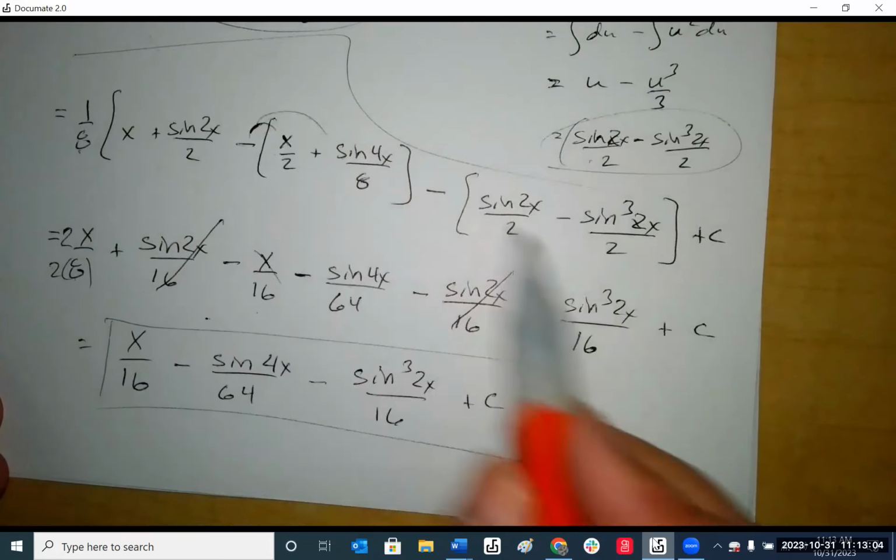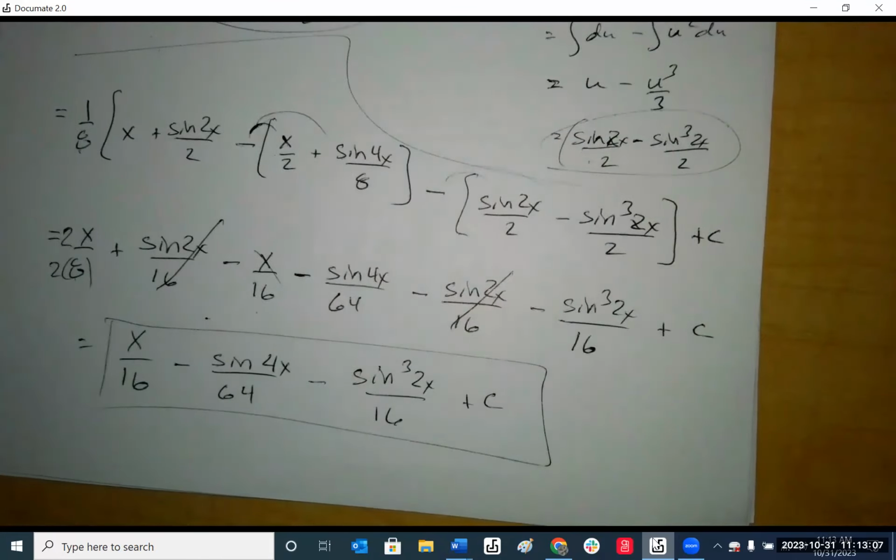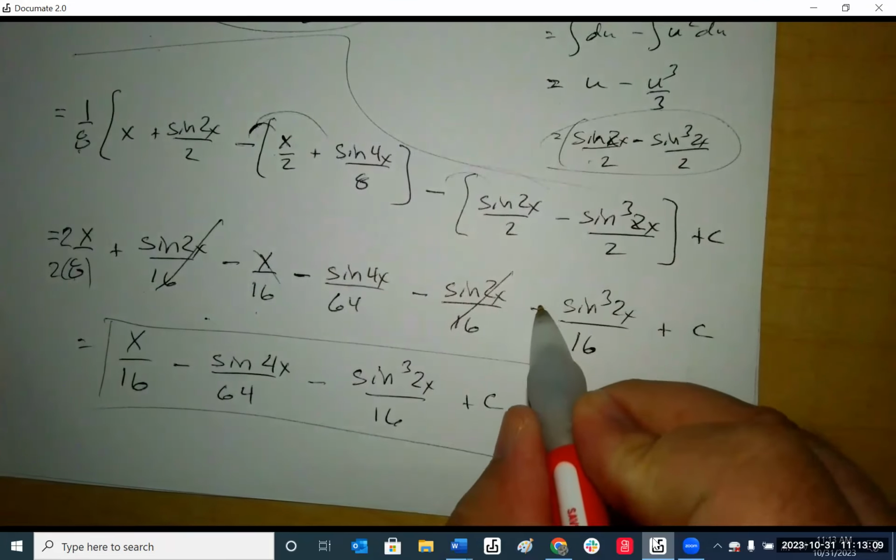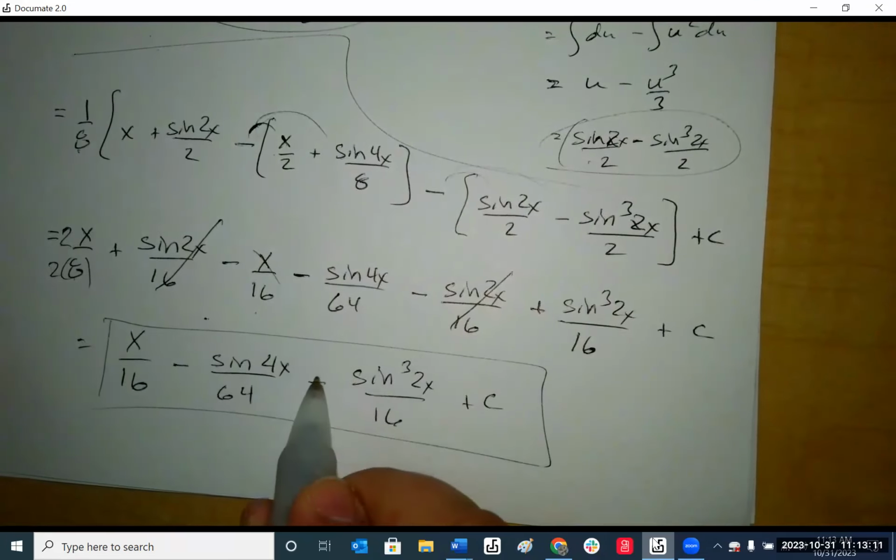What was here, I went ahead and distributed. That should be a plus. That should be a plus.